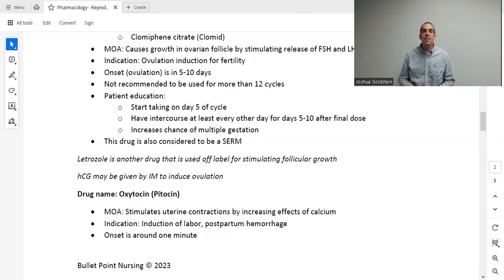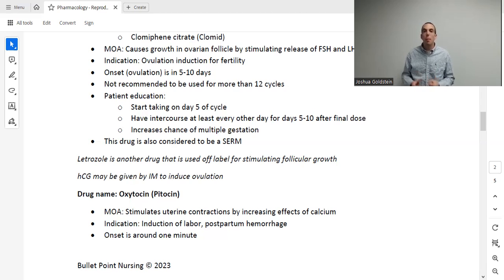The next drug we're going to talk about is oxytocin. Brand name is Pitocin. The mechanism of action is that it stimulates uterine contractions. So it does the opposite of what magnesium did, which stopped uterine contractions. This stimulates it. How does it do that? By increasing the effects of calcium. Again, the uterus is a muscle.